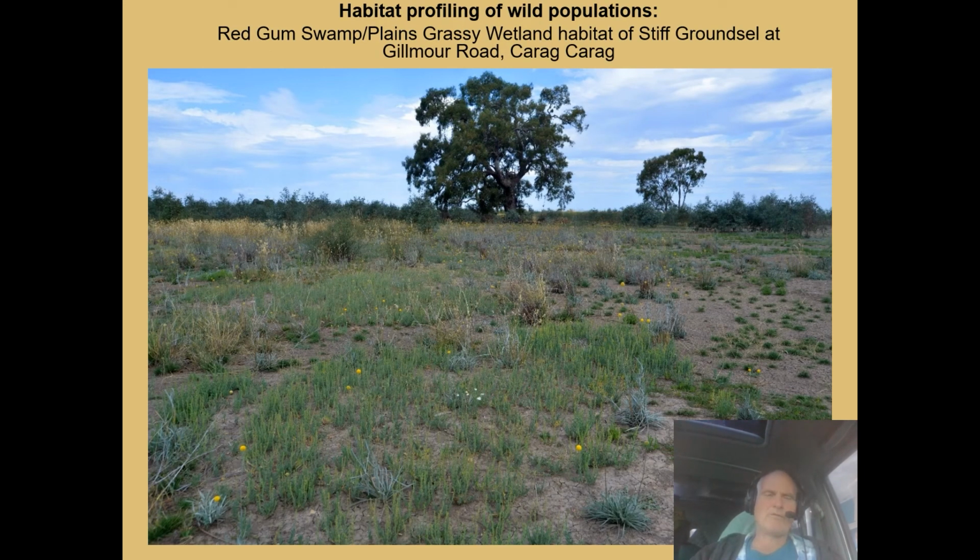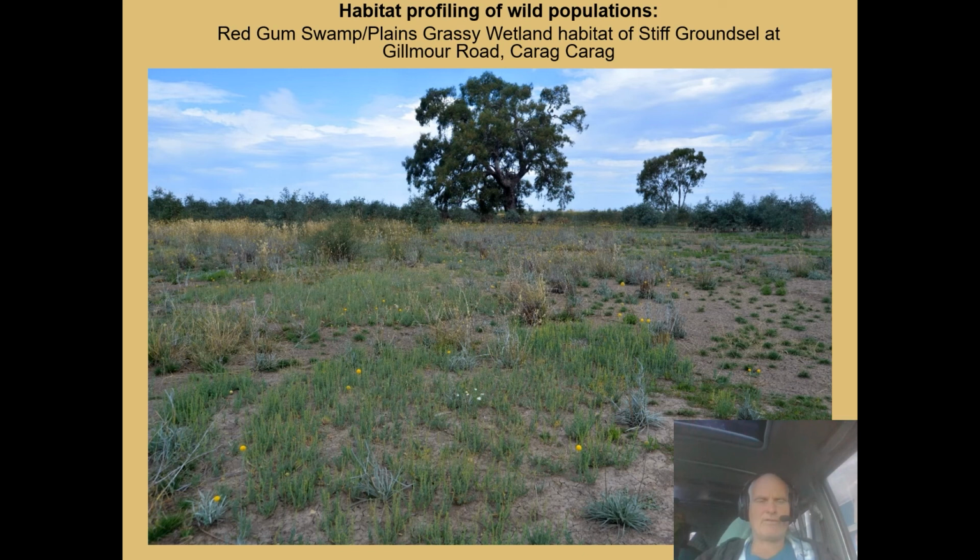So doing the habitat profiling of the wild populations basically involved going around to all the remnant populations, all the wild populations, looking at the vegetation, doing quadrats and species lists, looking at the soil types, looking at the hydrology of the sites, and trying to build up a picture of what the habitat for the species was. So this is one of the sites, one of the biggest remnant populations, at Carrag near Corrop in northern Victoria, and it's a mosaic of red gum swamps and plains grassy wetlands, and it's quite intact in that image there.